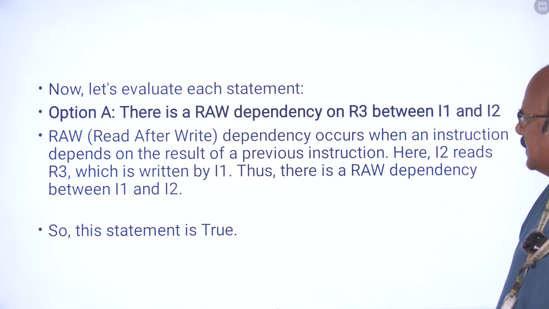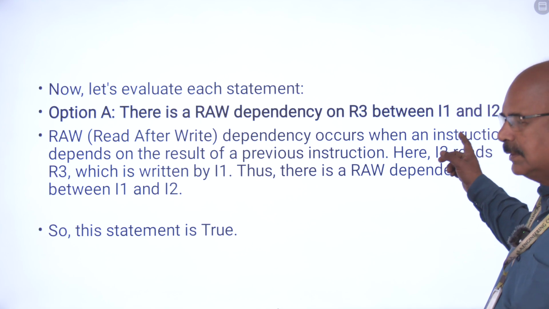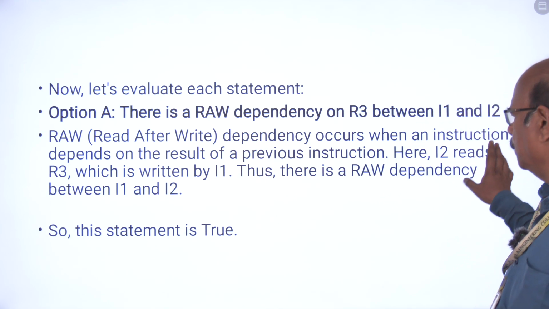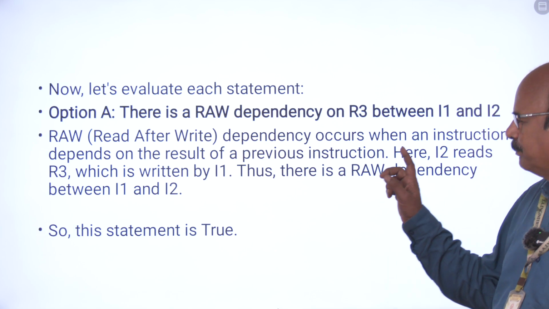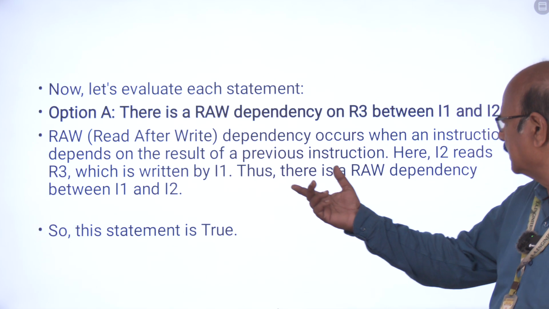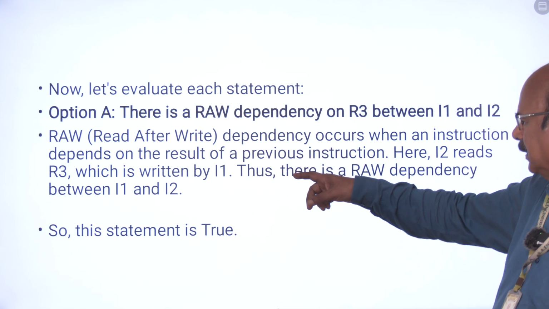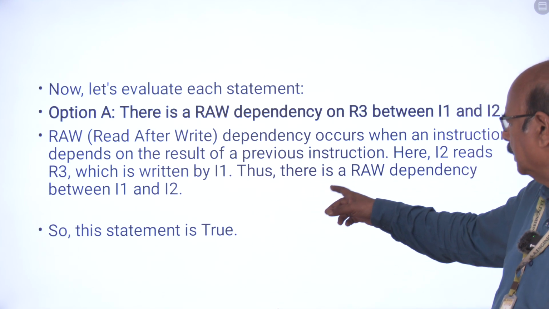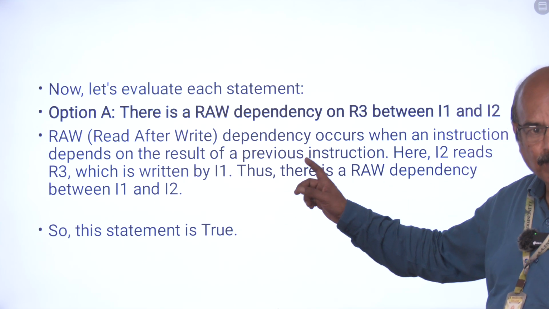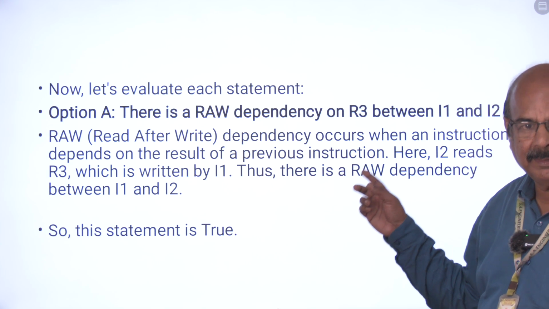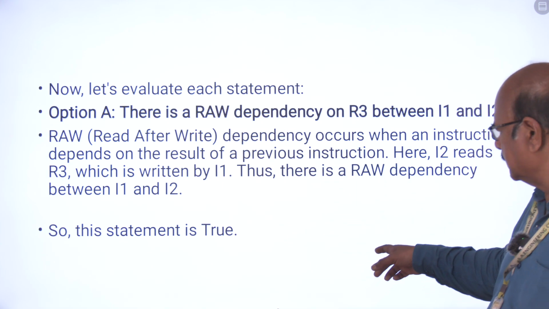Now let's evaluate each statement. Option A, there is a RAW dependency on R3 between instruction 1 and instruction 2. Read after write dependency occurs when an instruction depends on the result of a previous instruction. Here instruction 2 reads R3 which is written by instruction 1. Thus there is a RAW dependency between instruction 1 and 2. So this statement is true.